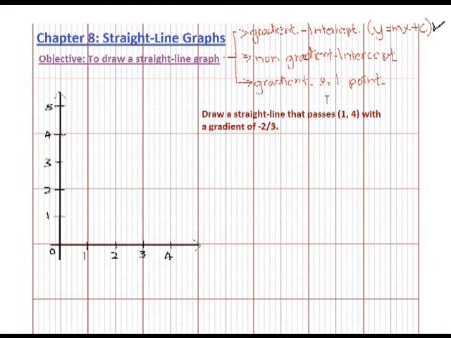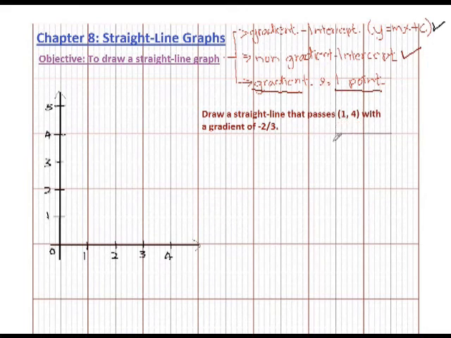From the previous video, we have learned how to draw a straight line graph when the equation is given in gradient intercept form and also non-gradient intercept form. In this video, we are going to learn how to draw the straight line graph when no equation is given, and the information that you can derive from the question is only the gradient and also 1 point. For instance, draw a straight line that passes through 1, 4 with a gradient of negative 2 over 3. In order to draw this straight line, we need 2 points, and 1 point is already known to us.